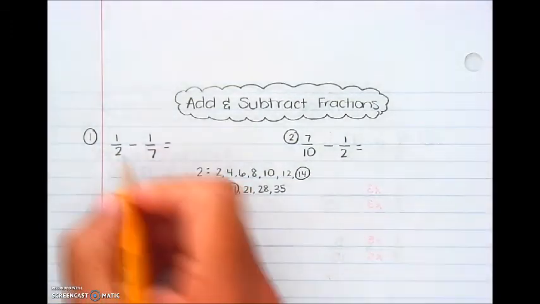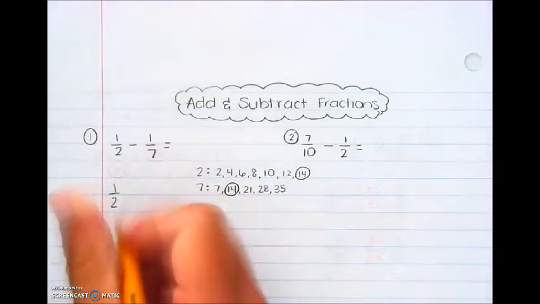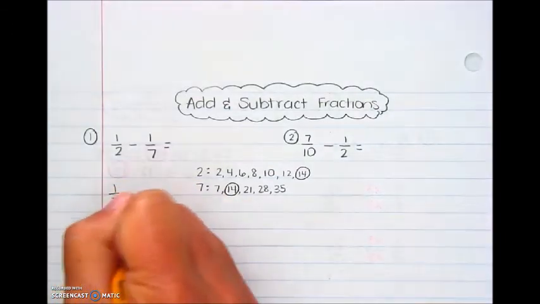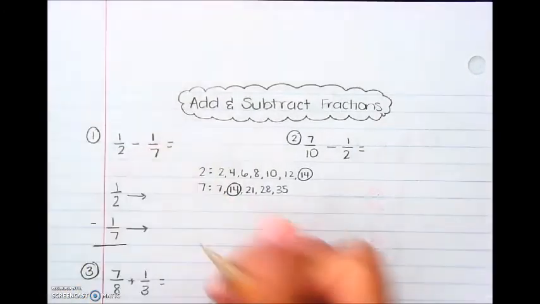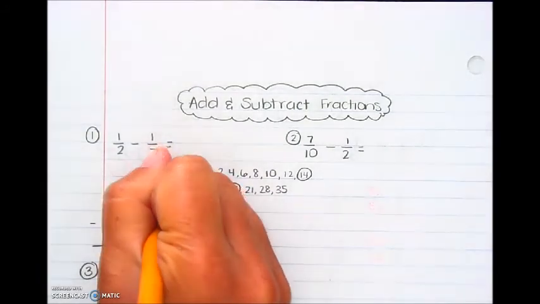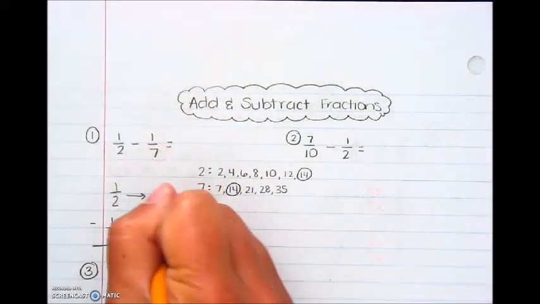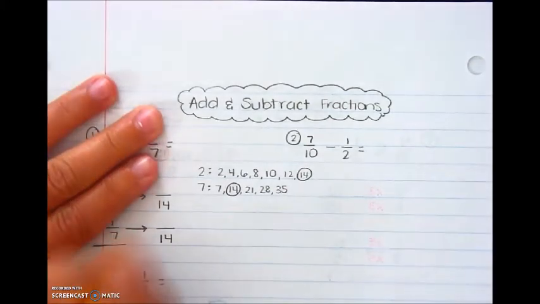So now I'll rewrite my fractions vertically. So I have 1/2 minus 1/7, and I will turn those into equivalent fractions with a denominator of 14. Actually, I'm just going to shift this one down really quickly.